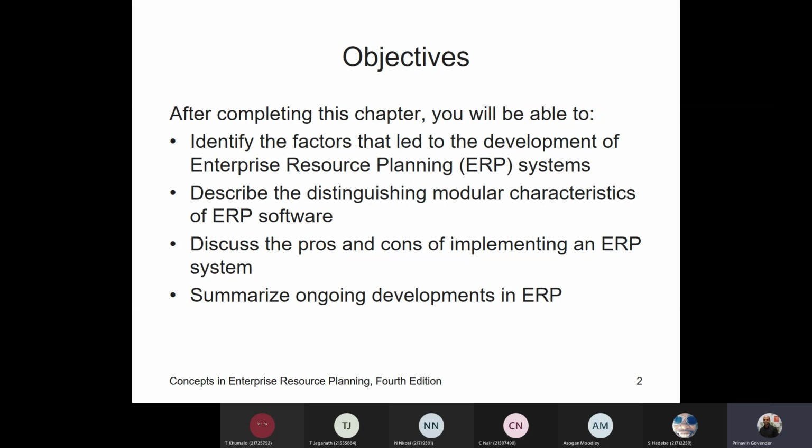So you should be able to tell me what are some of the factors that led to this ERP. Discuss the pros and cons of an ERP. What are the ongoing developments in an ERP? So an objective for our purpose is at the end of this lecture, at the end of 45 minutes, I should have covered this. If I did cover this work, then I'd probably take it on to next week, where I would finish the objectives of chapter 2.